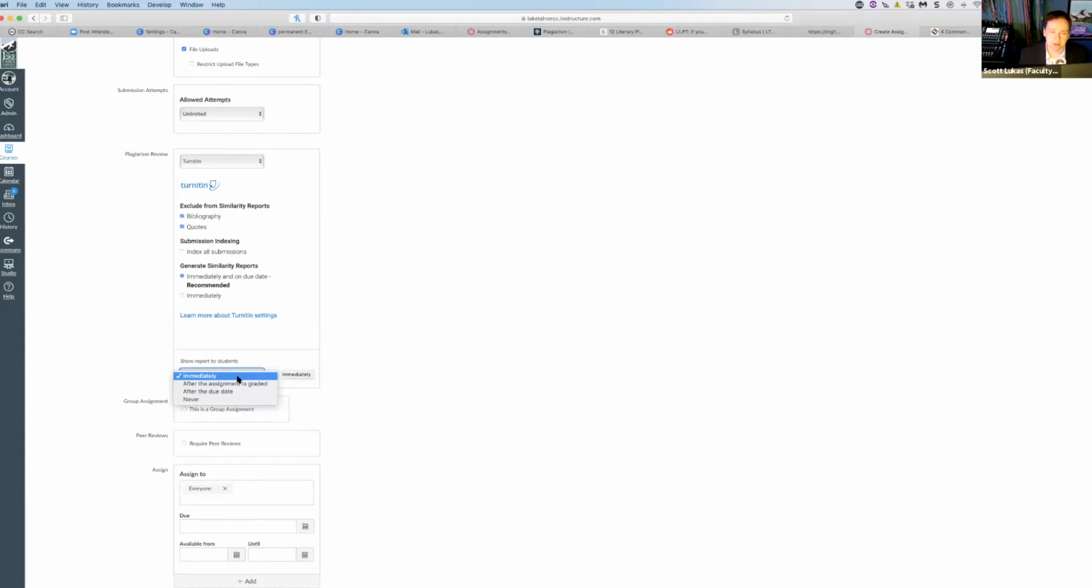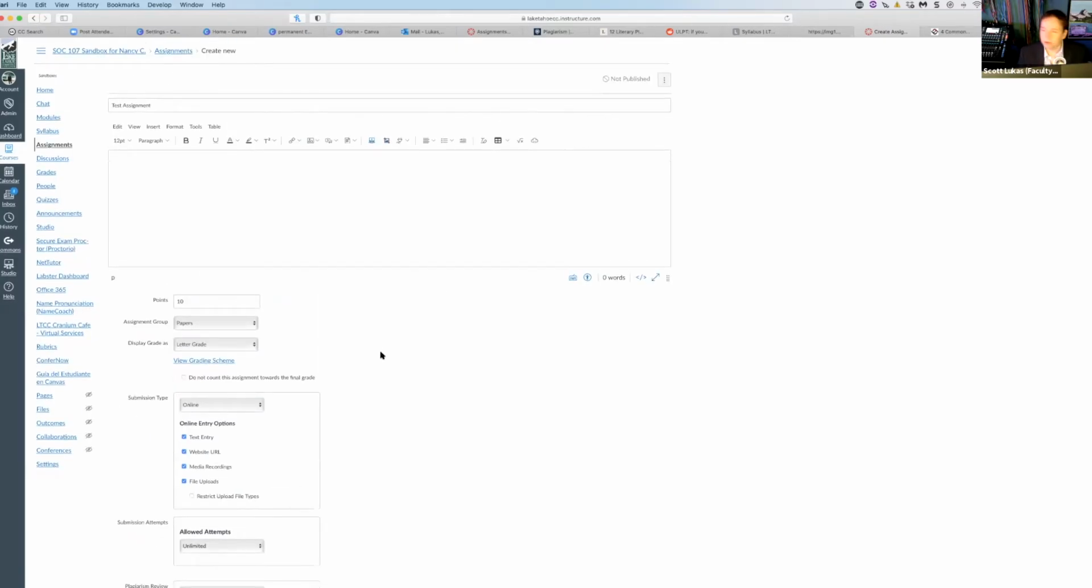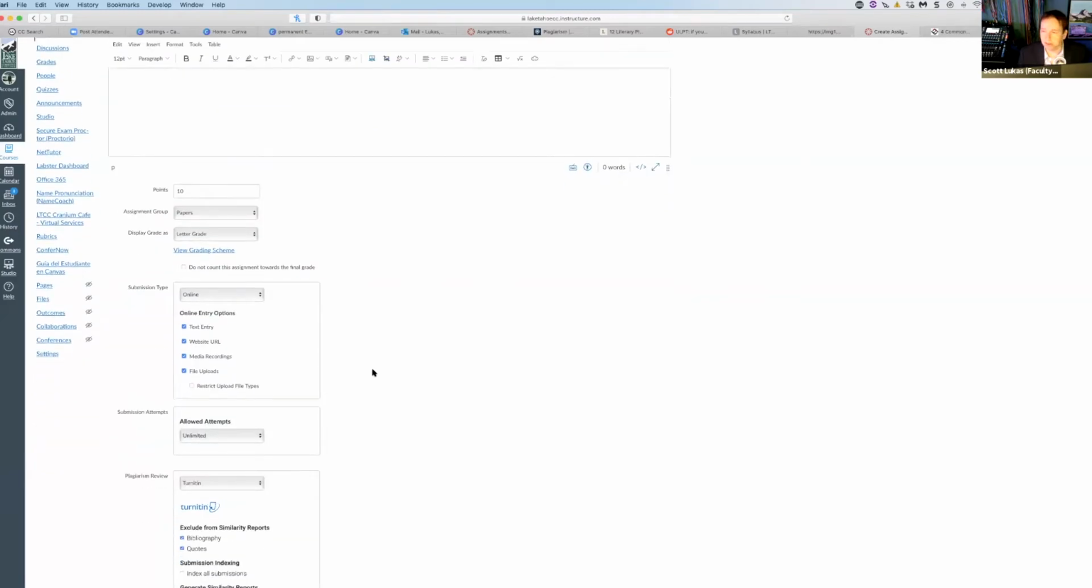Do you want them to see it immediately, after the assignment is graded, after the due date, or never? I personally leave it on never, but that's only because of my class and my style. It doesn't matter. But if you want to use it as a teaching tool, choose one of these three top options. If you don't want students to ever see it because you want to use it as a deterrence, which is a little Orwellian, I suppose, a little bit of policing there, then you would maybe put it as never. Okay, so that's how you set up that assignment. It's pretty easy to do.